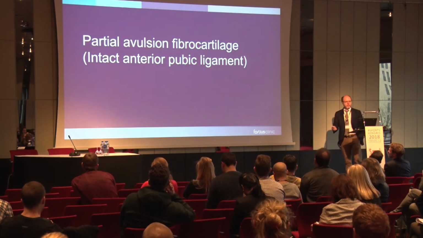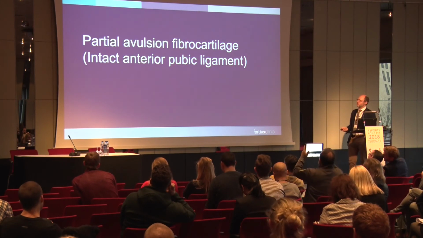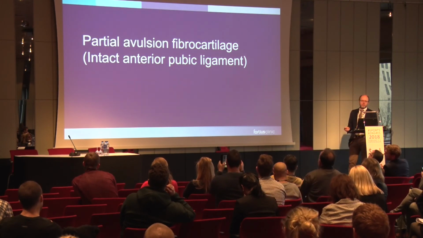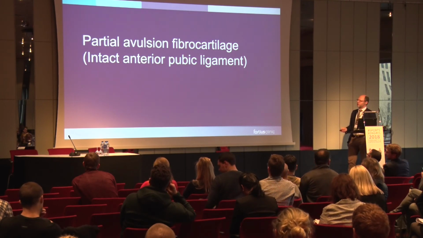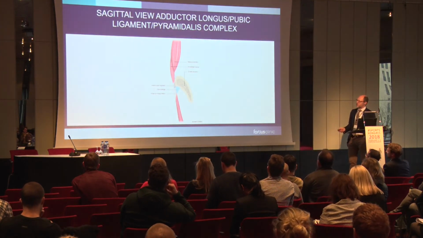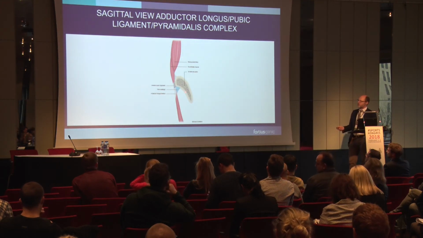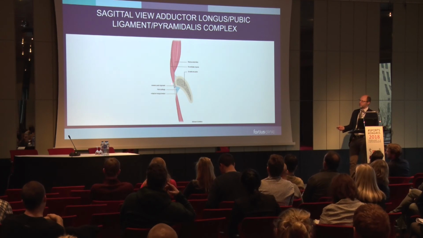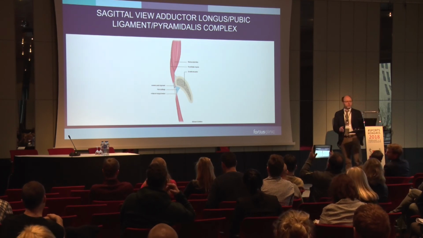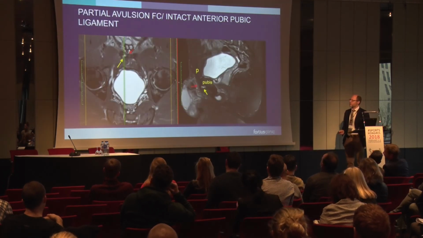So let me run through the different types. So first of all, the partial avulsion of the fibrocartilage. As I explained, this to me is the only real isolated adductor avulsion. And basically what's happening is that in this case, only the blue has become separated from the pubic bone, but the attachment of the anterior pubic ligament remains completely intact.